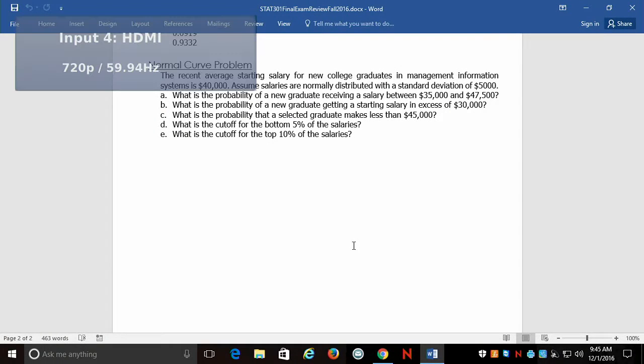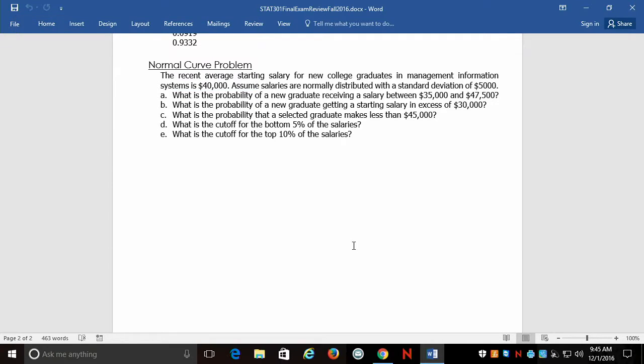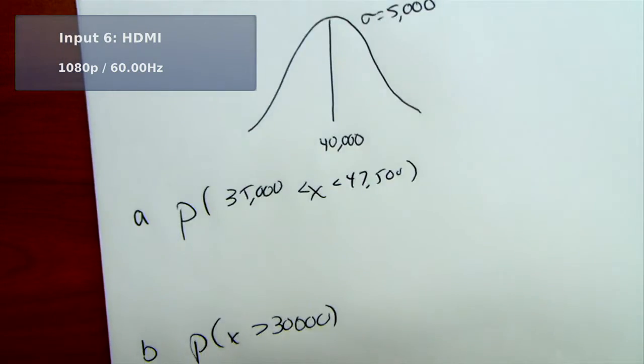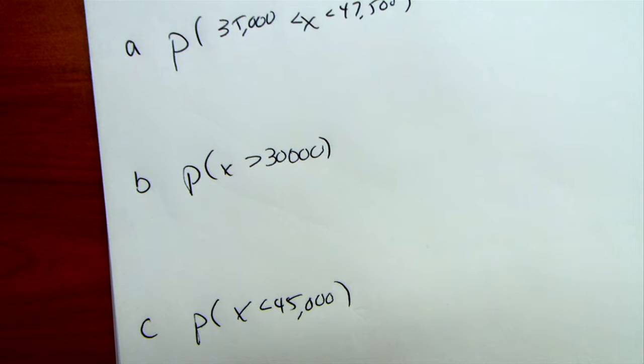Let's see what we're looking for. Part A says, what's the probability it's between 35,000 and 47.5? Part B says greater than 30,000. And part C says less than 45,000. All right, so let's take a look at that. Let's do C first. That'll be the easiest, so we'll do C first.